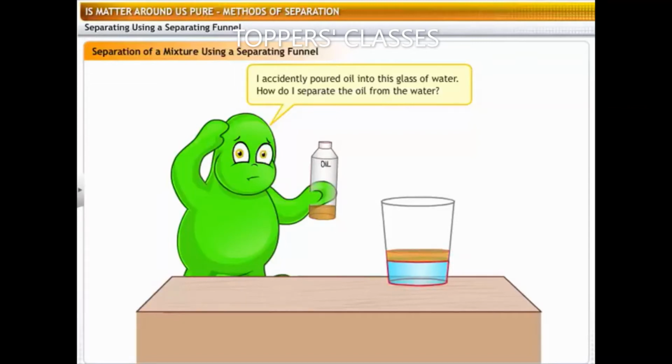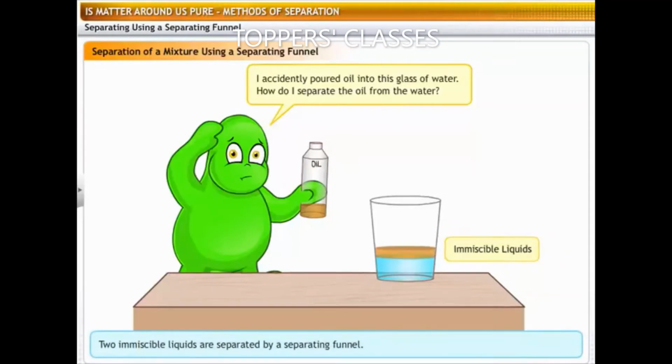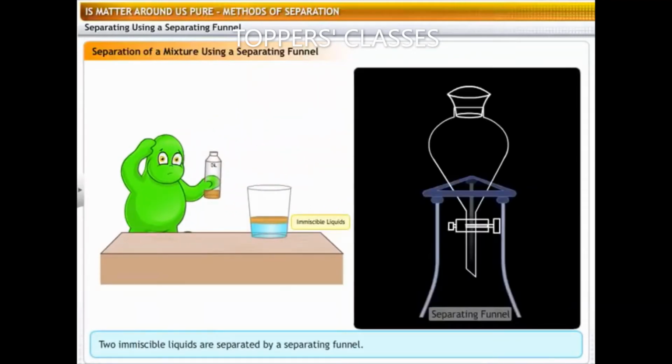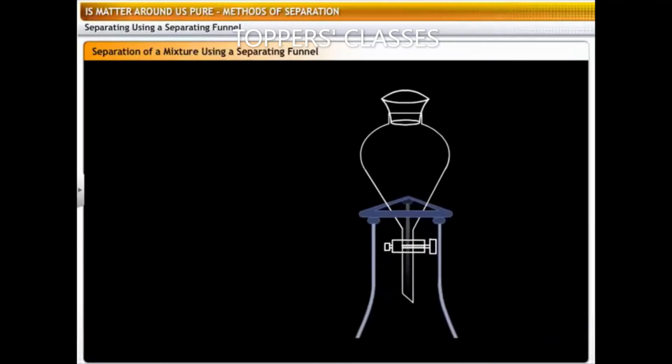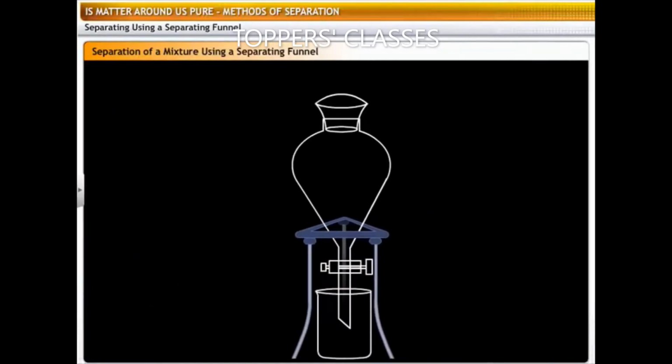When two liquids do not mix, they form two separate layers and are known as immiscible liquids. These two liquids can be separated by using a separating funnel. A separating funnel is a special type of glass funnel, which has a stopcock in its stem to regulate the flow of liquid. To separate a mixture of oil and water, follow these steps.